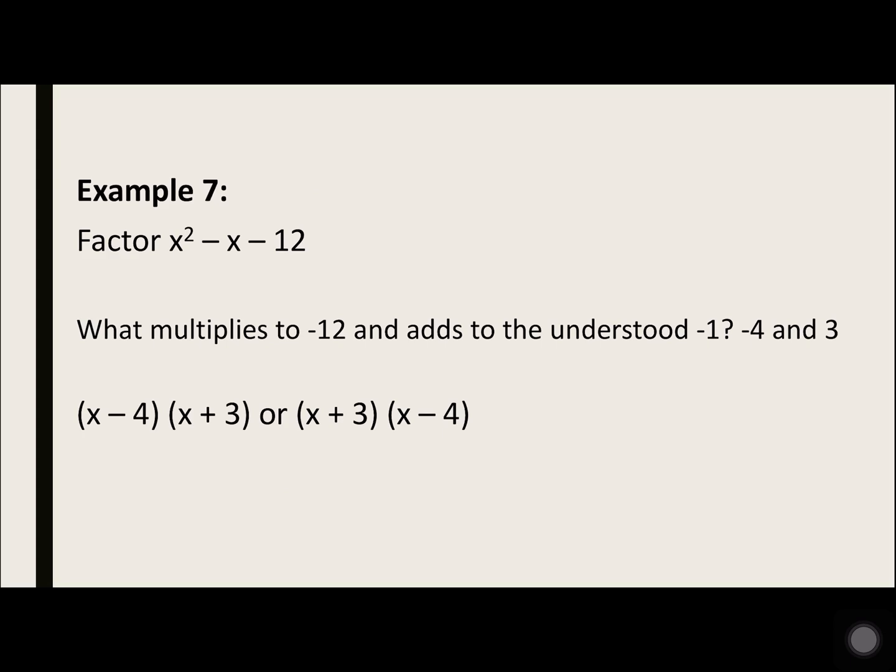Example 7, factor x squared minus x minus 12. What multiplies to negative 12 and adds to the understood negative 1? That would be negative 4 and positive 3. X minus 4, x plus 3, or x plus 3, x minus 4. To multiply to a negative, you need a positive times a negative.